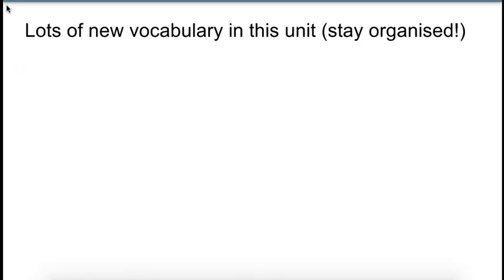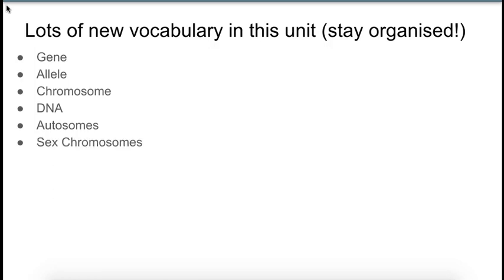So one of the challenges of this topic is the new vocabulary that you need to learn. So please stay organized. There is no more important unit for building up a glossary than this unit right now. So we've seen gene. We will see allele, chromosome, DNA, autosomes, and also sex chromosomes. So please make sure in your mind you have a really good firm definition and understand clearly what these terms mean.